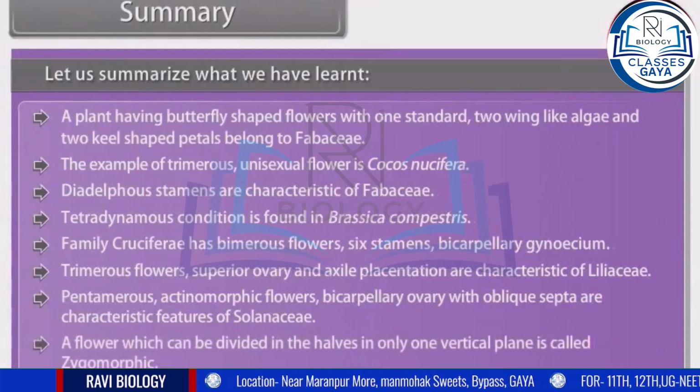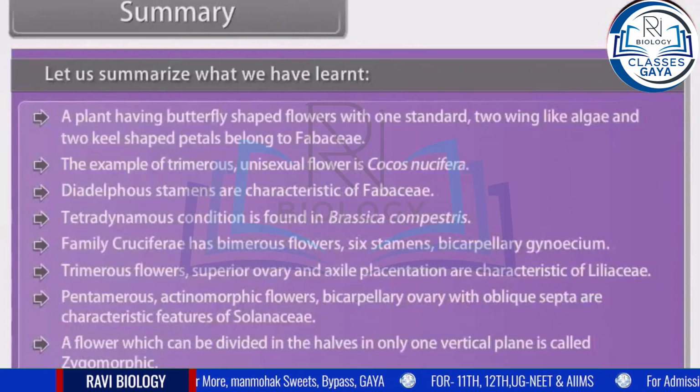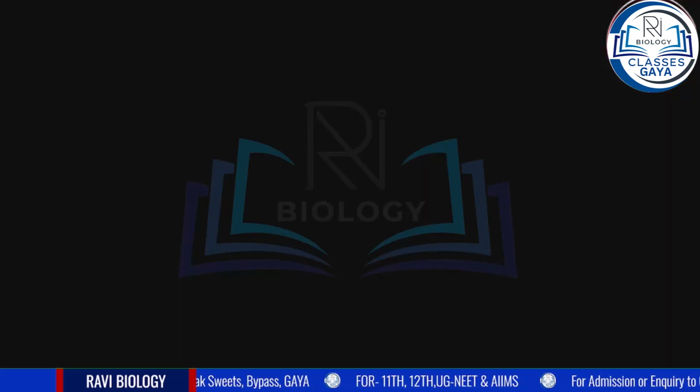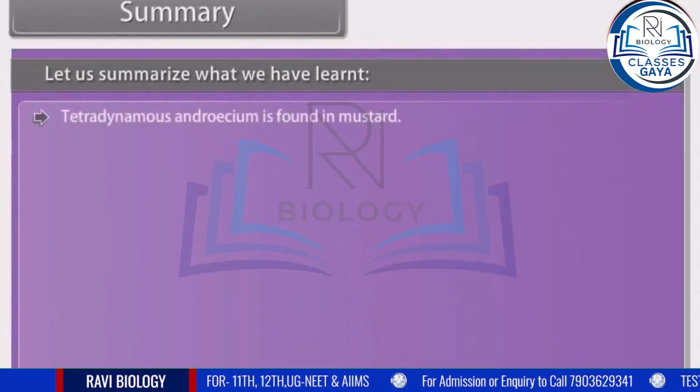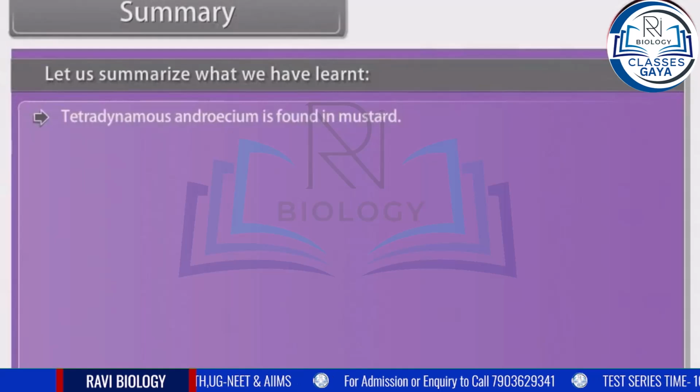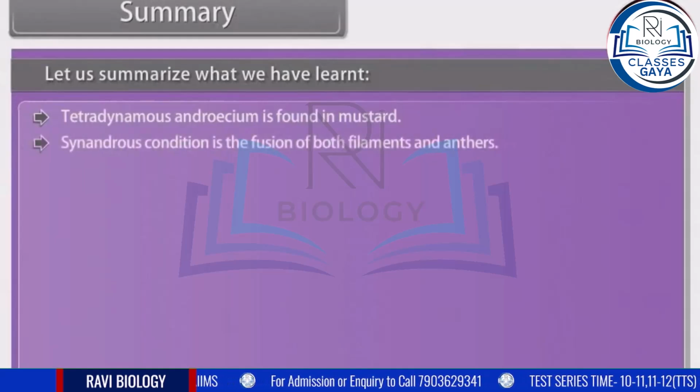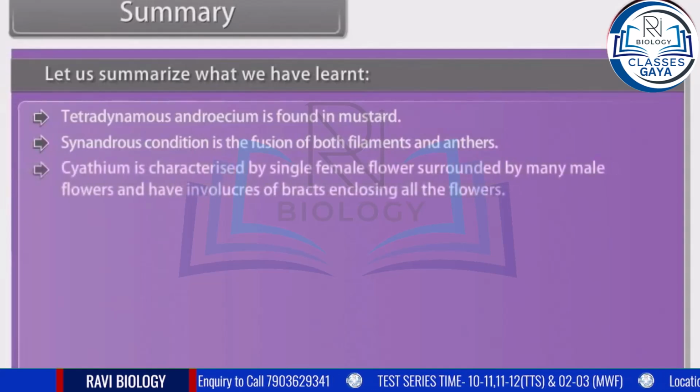A flower which can be divided into two halves in only one vertical plane is called zygomorphic. Tetradynamous androecium is found in mustard. Synandrous condition is the fusion of both filaments and anthers. Cyathium is characterized by a single female flower surrounded by many male flowers.